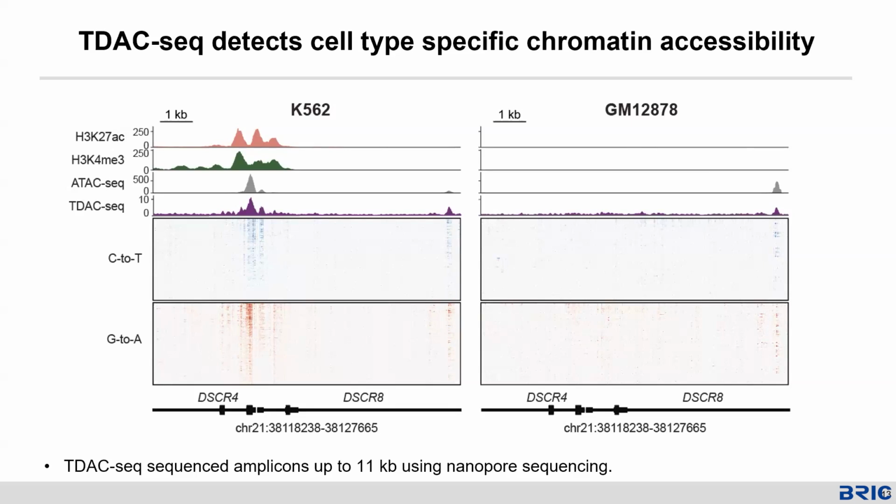So TDAC-seq signals align well with ATAC-seq, which is a typical way to measure chromatin accessibility using short-read sequencing. And you can see that it shows the cell-specific accessibility. The blue plot shown here indicates the C-to-T edits, and the red plot here shows G-to-A edits, enabling a strand-specific view of chromatin accessibility. Also, with TDAC-seq, we could sequence amplicons up to about 11 kb using nanopore sequencing.